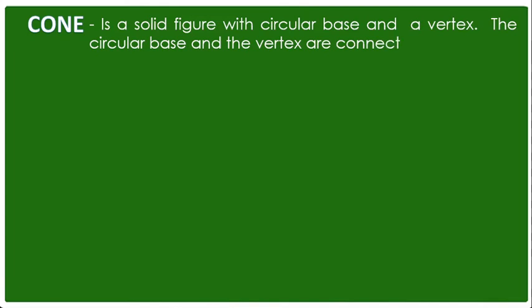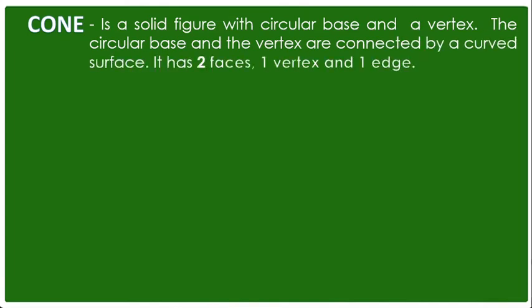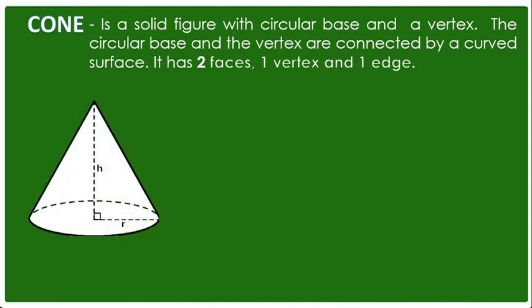Next solid figure is cone. A cone is a solid figure with a circular base and a vertex. The circular base and the vertex are connected by a curved surface. It has two faces, one vertex and one edge. So remember that one. A cone has two faces, one vertex and one edge. So this is an example of a cone.